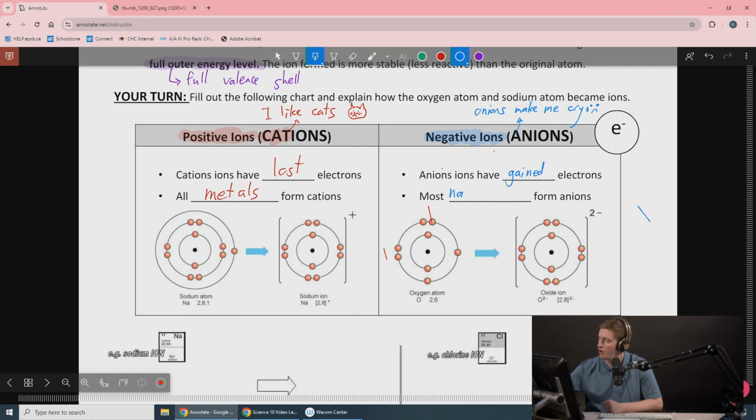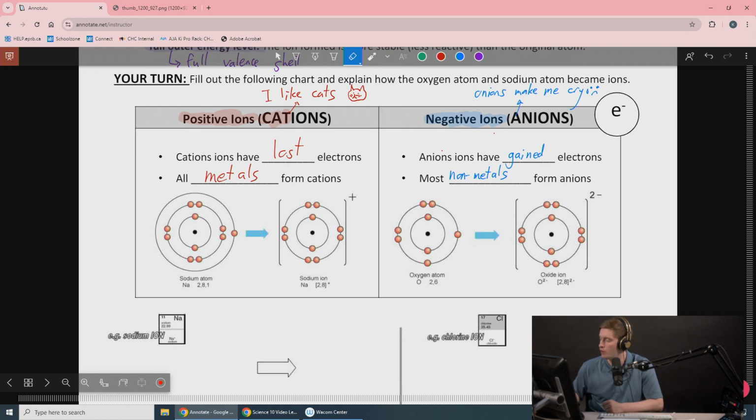Most non-metals form anions. There are a few non-metals that don't really form ions. They react, but they don't really form ions, like carbon and silicon. Most others, though, form anions, and you'll see those on your periodic table with the negative charge next to them.